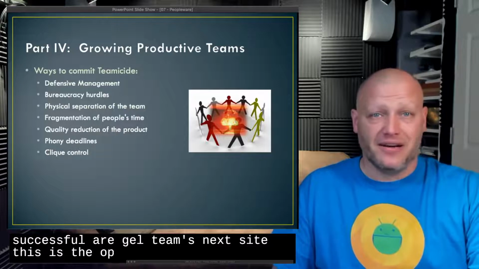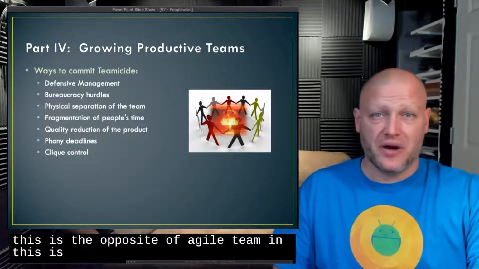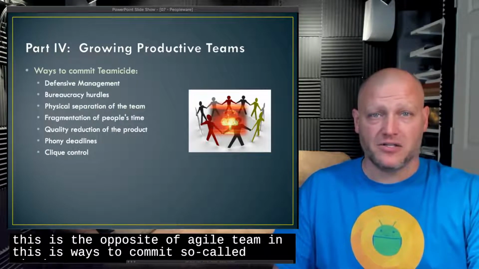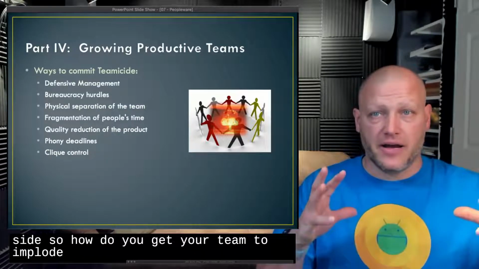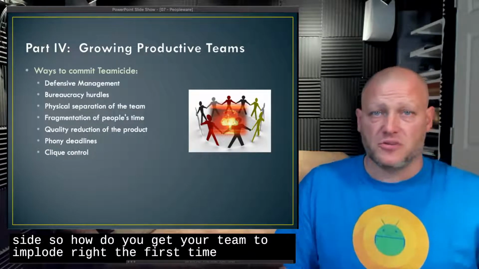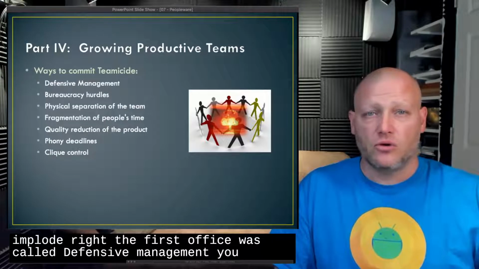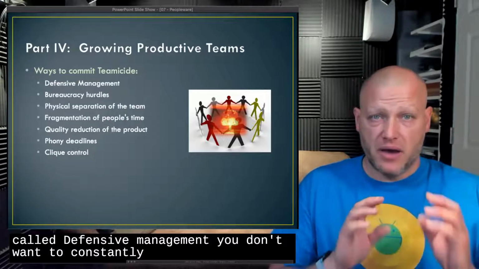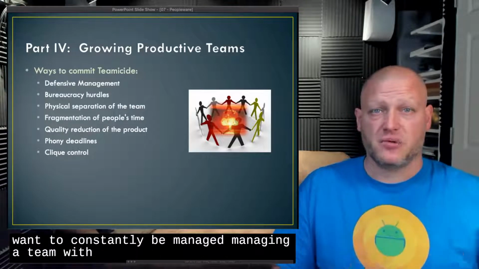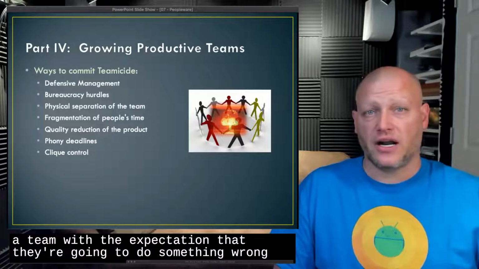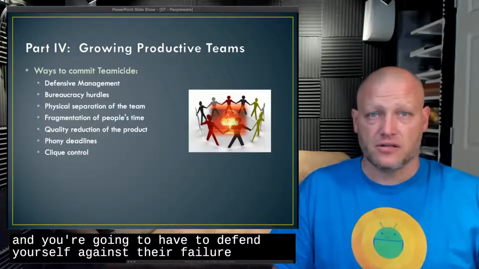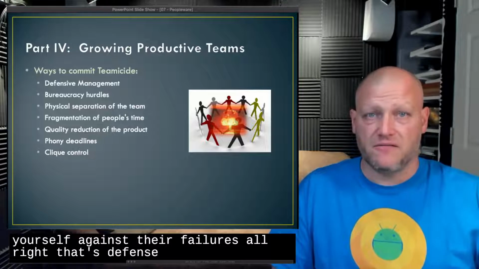This is the opposite of a gelled team, and this is ways to commit so-called teamicide. So how do you get your team to implode, right? First off is what's called defensive management. You don't want to constantly be managing a team with the expectation that they're going to do something wrong and you're going to have to defend yourself against their failures. All right, that's defensive management.